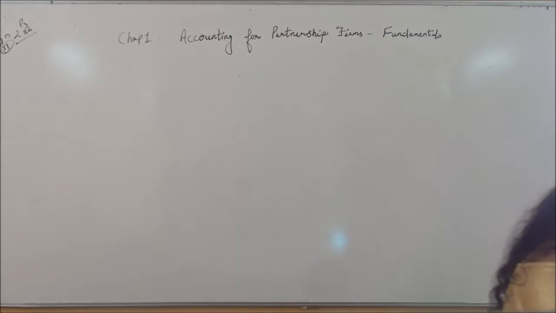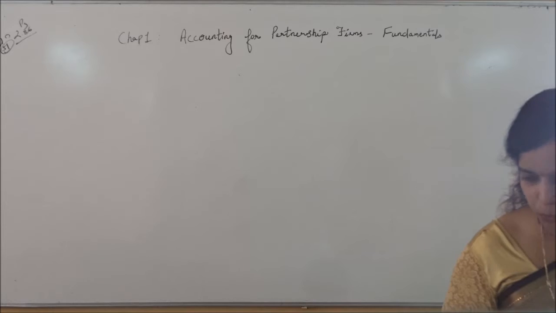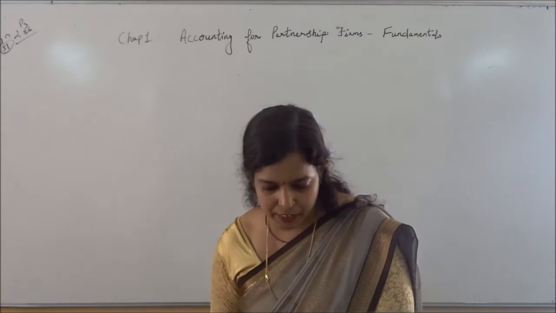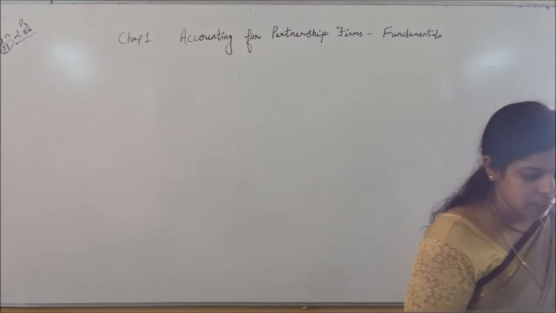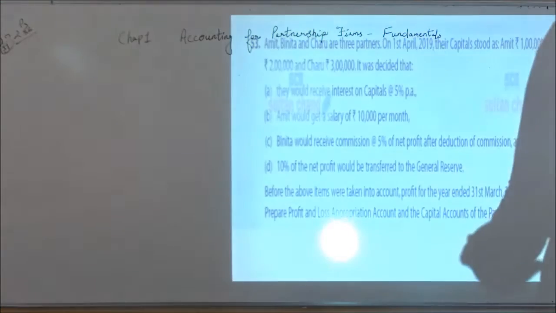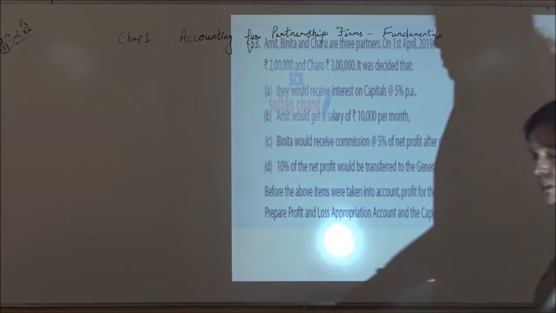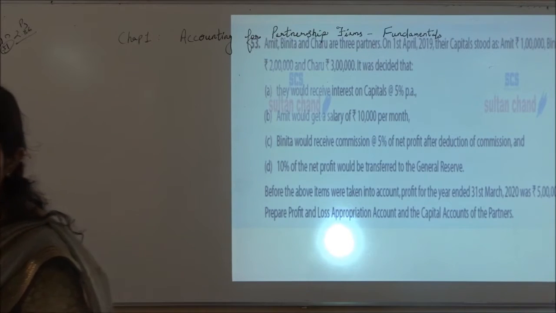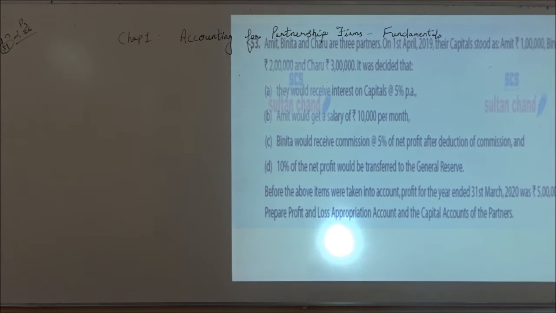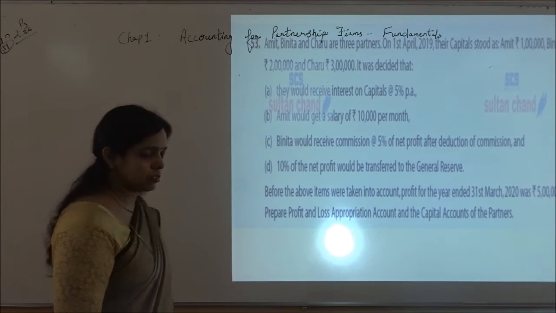Now have a view of the question. Those who are having books, please read question number 53, page number 2.87 thoroughly. Those who are not having books or using some other books, please take the screenshot. You know very well how to take the screenshot.